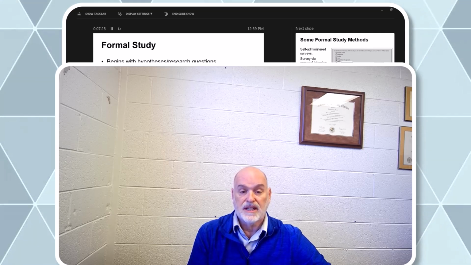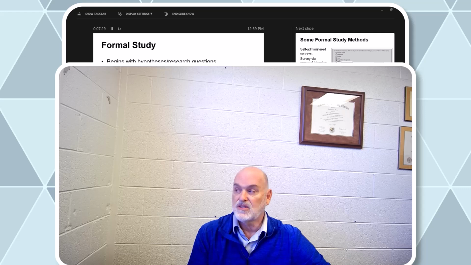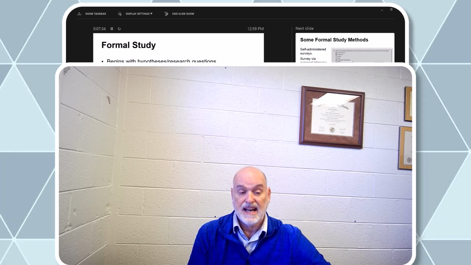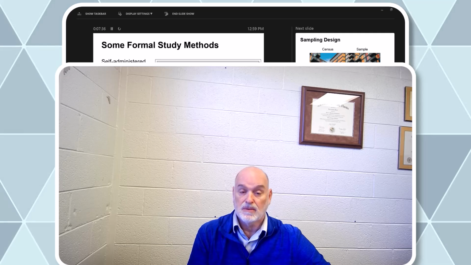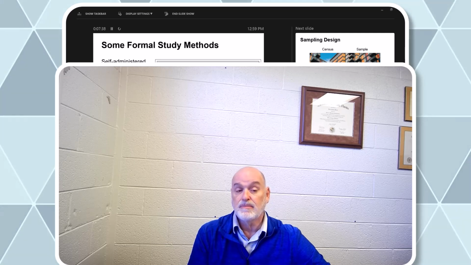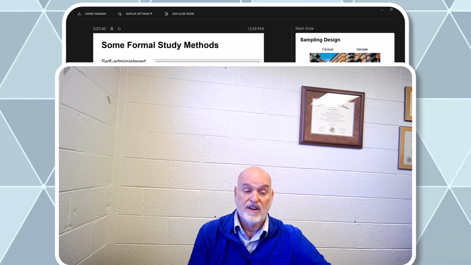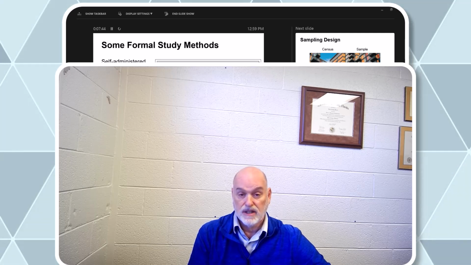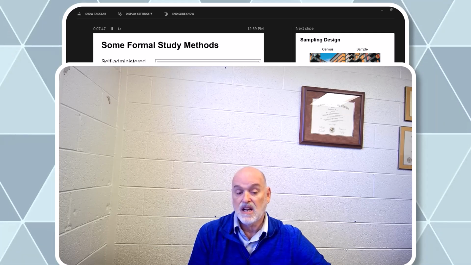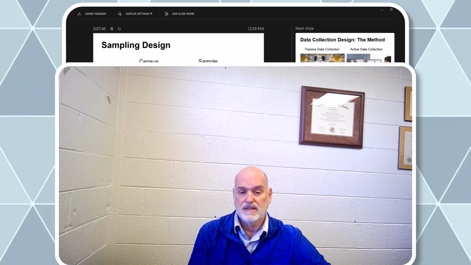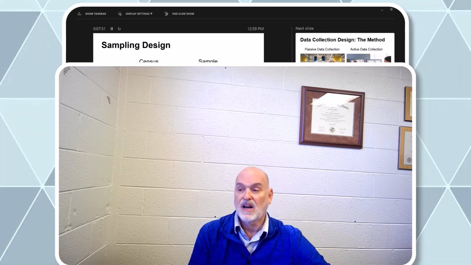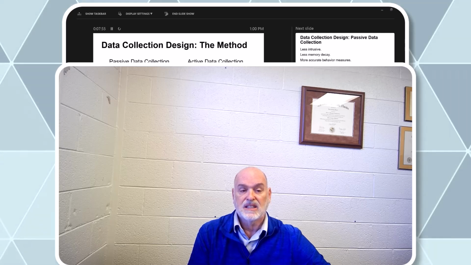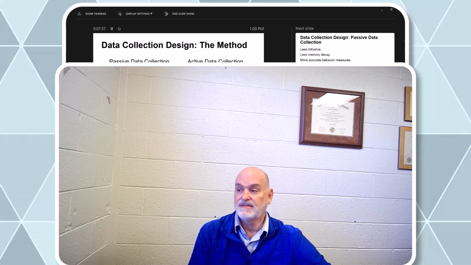A formal study begins with the hypothesis or research questions and the precise procedures for data collection and analysis. Some formal study methods include self-administered surveys, a survey via personal interview, a telephone survey, true experiments, pre-experiments, and quasi-experiments. And then we have sampling design, census, and sample. Data collection, passive, active.